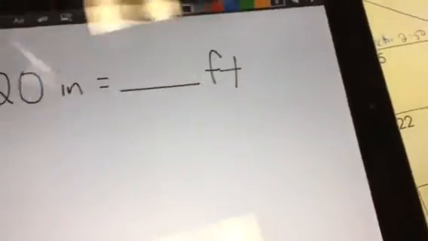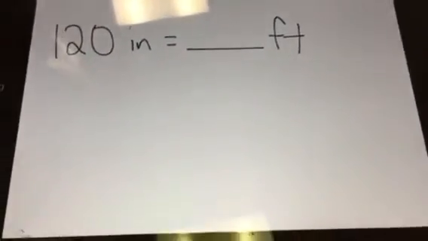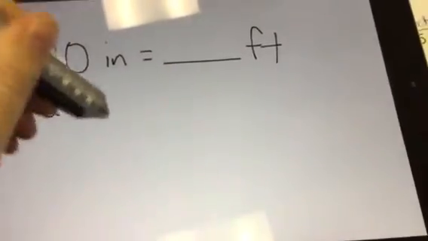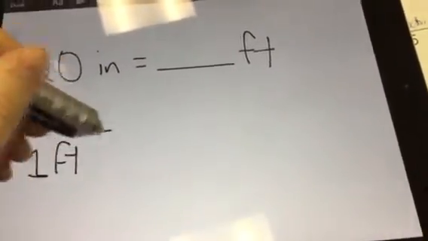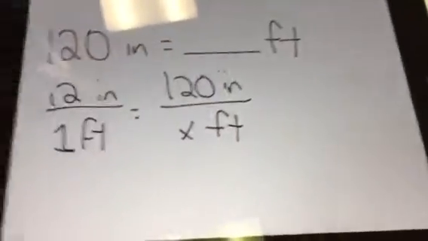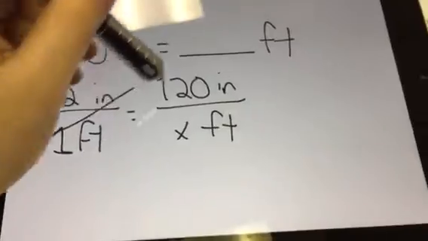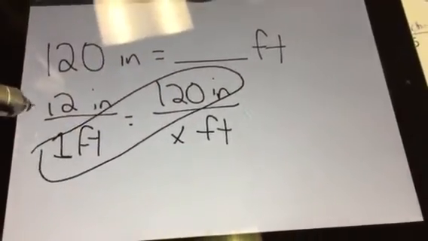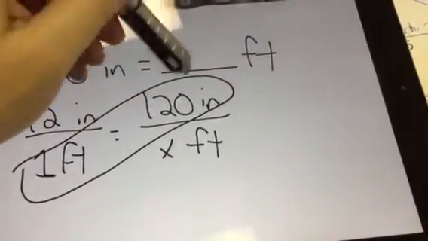All right, next type of question would be within the customary system. So for example, 120 inches equals how many feet? Well, you should remember that there are 12 inches in 1 foot. So 120 inches is equal to, if you do cross multiplication, 120 times 1 divided by 12, use a calculator, would give you 10 feet.